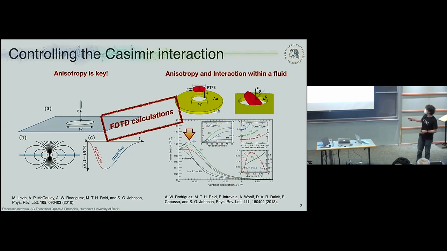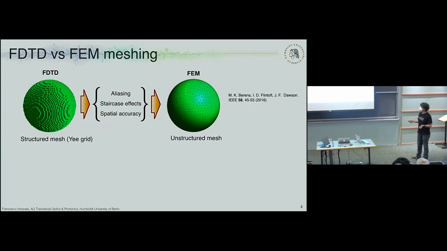FDTD is very famous in the photonic community. However, it is not the only Maxwell equation solver. There are many of them. And although it's great for a lot of things, it also has some problems. One of them is that it usually works with a structured mesh, which leads to aliasing, a staircase effect, and some problems with spatial accuracy.